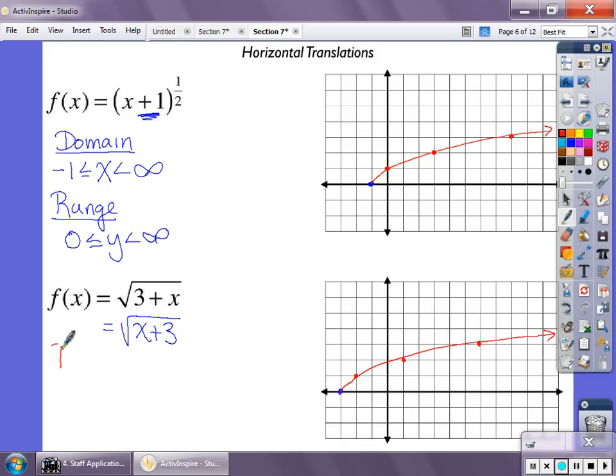So the domain, remember domain is left to right. Because it's a shift to the left, goes from -3 all the way up to infinity. And the range, because it's not a vertical shift, remains unchanged. 0, less than or equal to y, less than infinity. So that's the end of part 1, which is the square root functions. Now go find part 2, which is going to be the cube root.